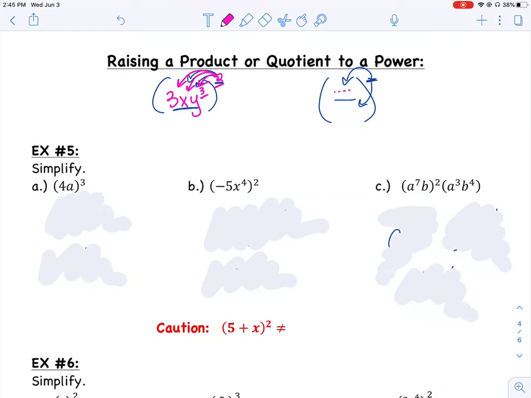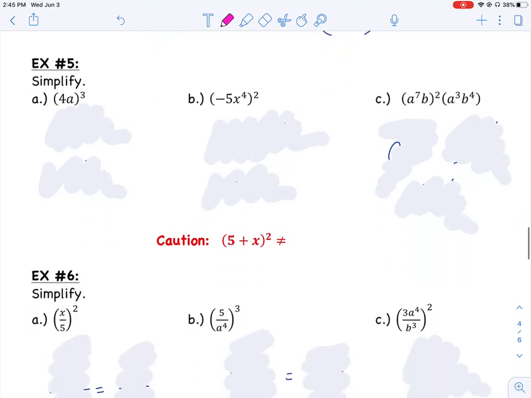All right, same idea if we have a division problem. If we have a whole bunch of terms in the top, a whole bunch of pieces on the bottom, and we are raising it to an exponent, we're really just making sure that we're distributing that exponent to everything in the numerator and distributing it to every base in the denominator. Let me show you some examples.